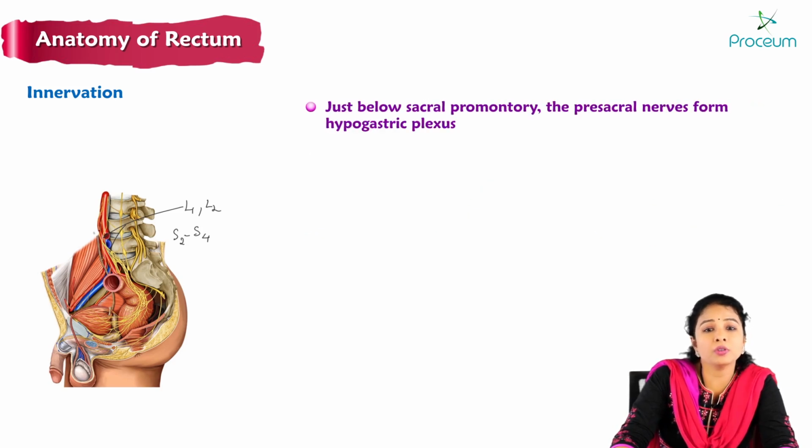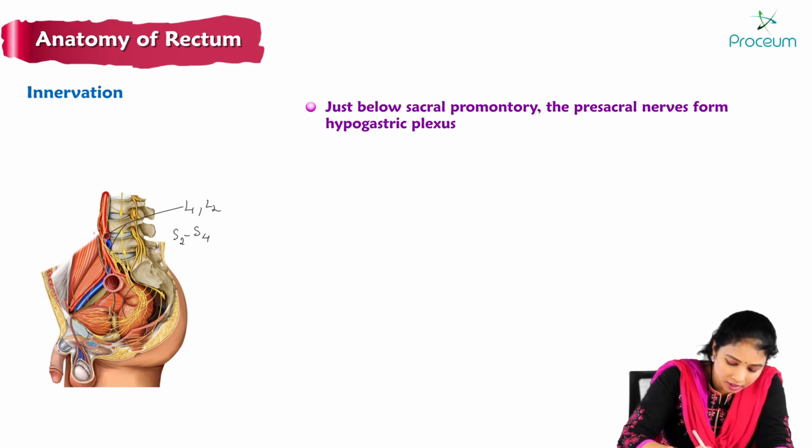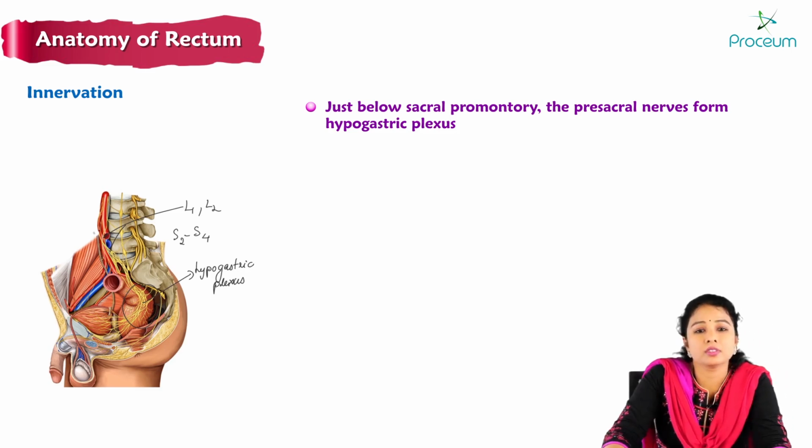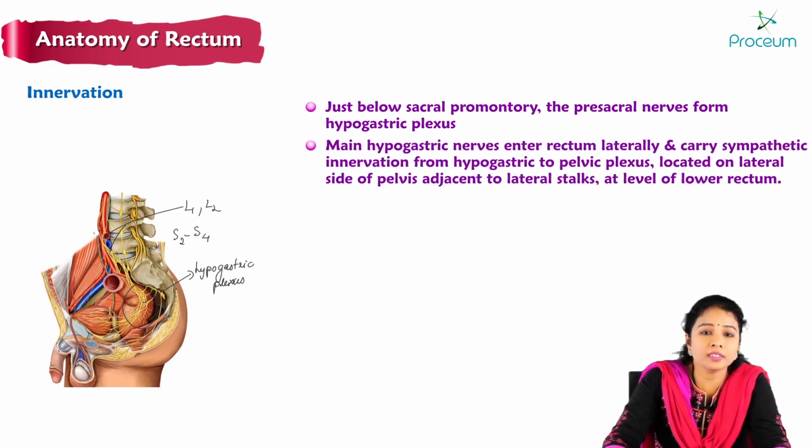Just below the sacral promontory, the presacral nerves form the hypogastric plexus. So these are the hypogastric plexus. The main hypogastric nerve enters the rectum laterally and carries sympathetic innervation from the hypogastric to the pelvic plexus, located on the lateral side of the pelvis adjacent to the lateral stalk at the level of the lower rectum.